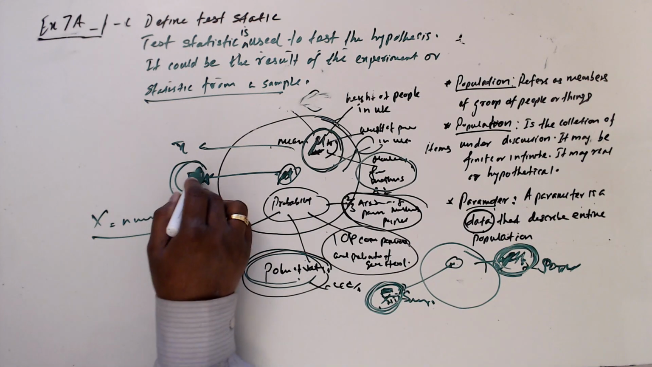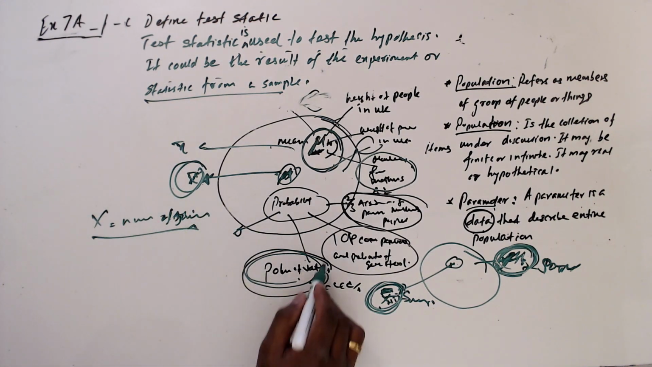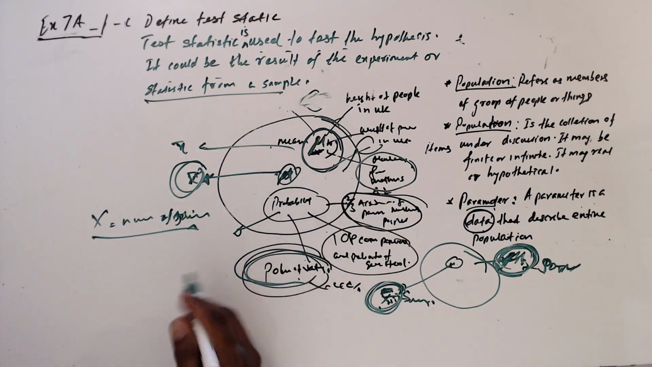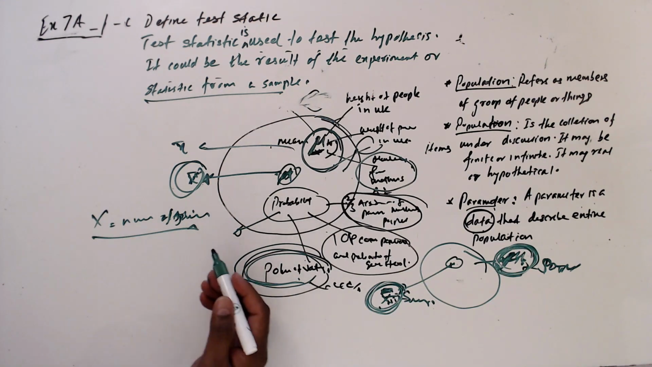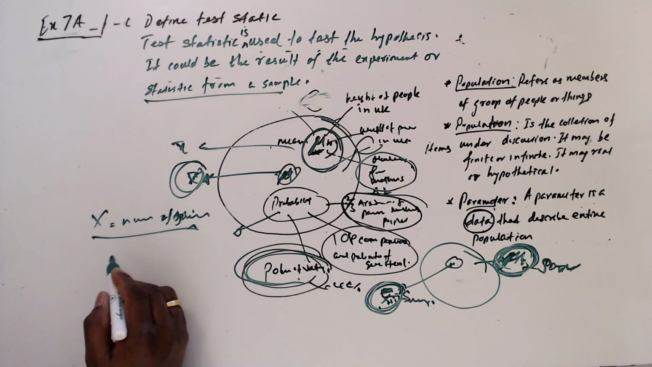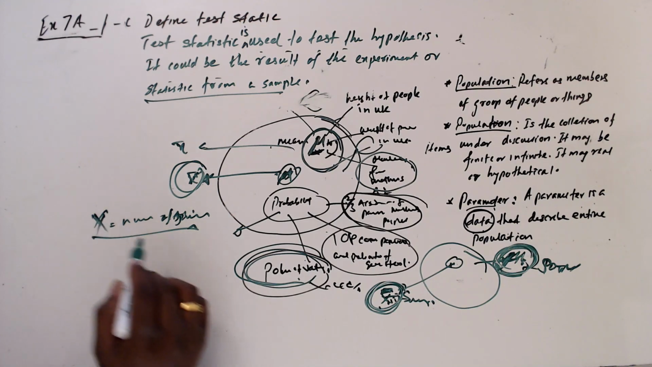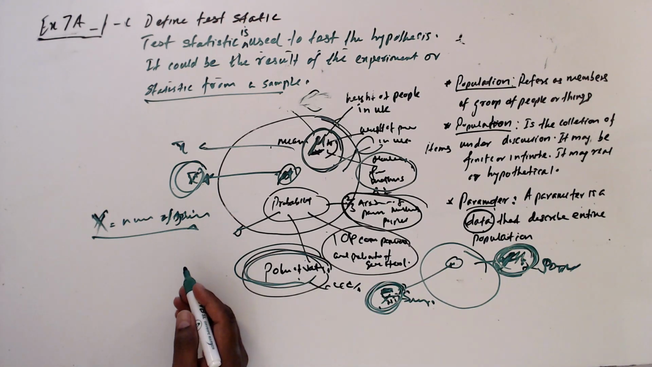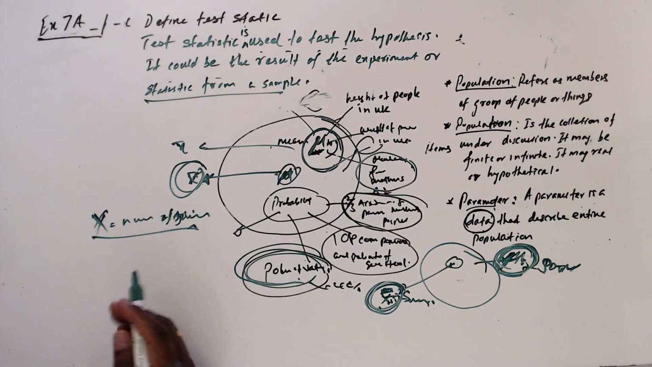Then x bar is the test statistic. Here, when you see the probability, it's a number out of a total number, so it's a count. So the test statistic will be the number of successes, number of failures, number of tails. It is the number of.